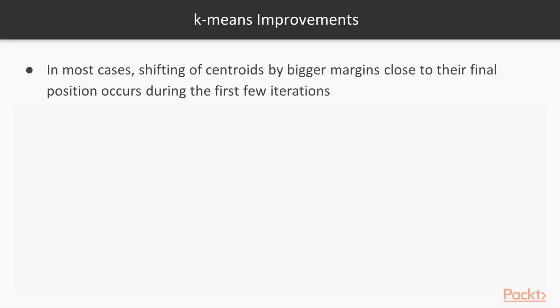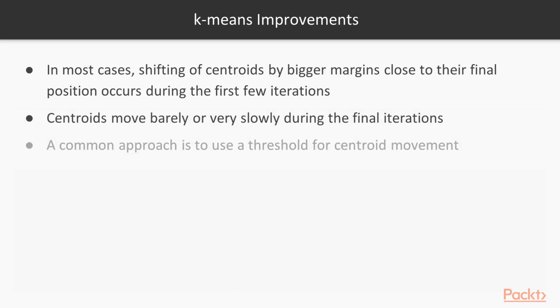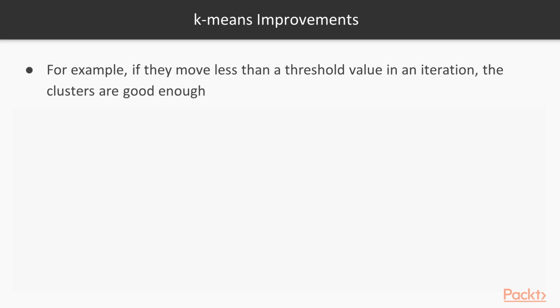Now there could be some improvements in speeding up the convergence of k-means. In most cases, the shifting of centroids by bigger margins close to their final position occurs during the first few iterations. This is an observation after a lot of experimentation with hundreds of thousands of datasets. Centroids move barely or very slowly during the final iterations. A common approach to optimization is to use a threshold for centroid movement. For example, you could say if they move less than a threshold value in an iteration, the clusters are good enough at that point.